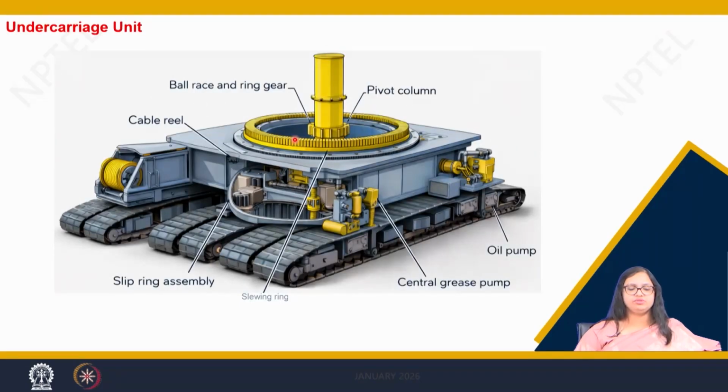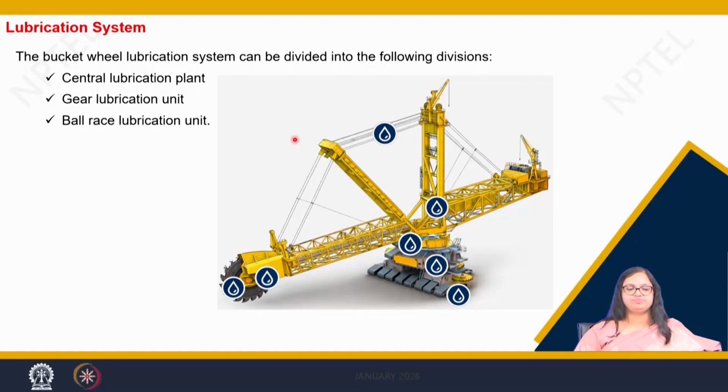Now, when we talk about the crawler mechanism and the undercarriage unit, as we have seen in the shovel, there is a ball race and a ring gear. As we can see here, there is a pivot column about which the swinging action takes place. The crawler mechanism is similar to that of the shovel. Again, there is a central grease pump, oil pump and slewing ring as shown here. This is similar to what we see in the shovel and other machines as well.